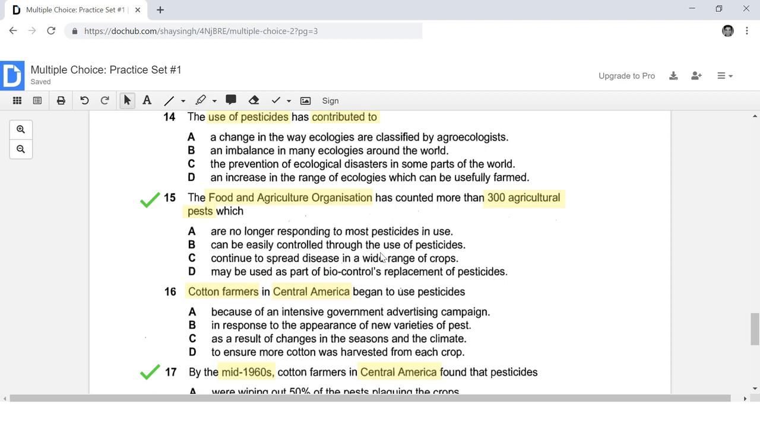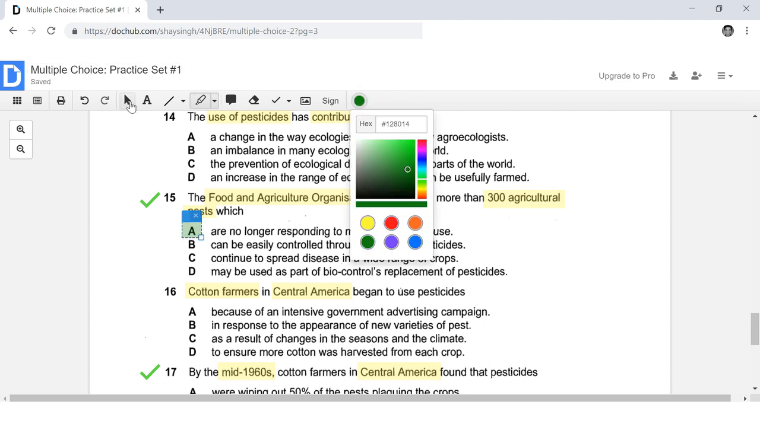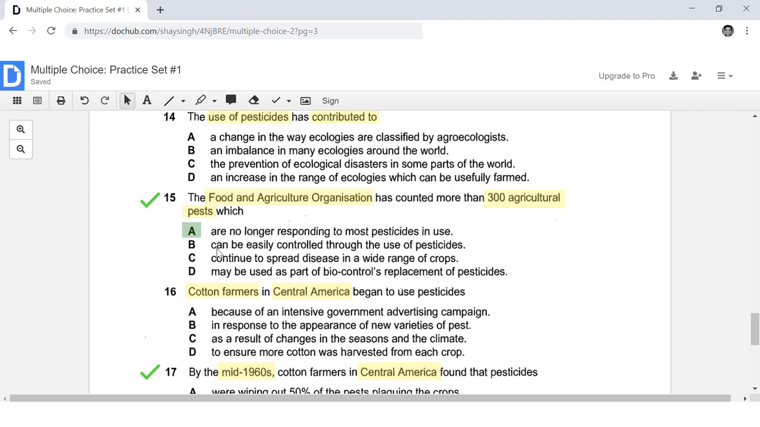If you'd like, you can go ahead and read these other answer choices just to make sure that you have picked the correct answer choice. In this case, I am very certain that this is in fact the correct answer choice. Because if you look at the other answer choices, B says that these pests can be easily controlled through pesticides, and that's not true, right? They cannot be controlled because they have become resistant. Option C says that they are continuing to spread diseases. Well, it says nothing about that. D says that they may be used as part of biocontrol's replacement. What? I don't see anything about that. So the correct answer has to be A.